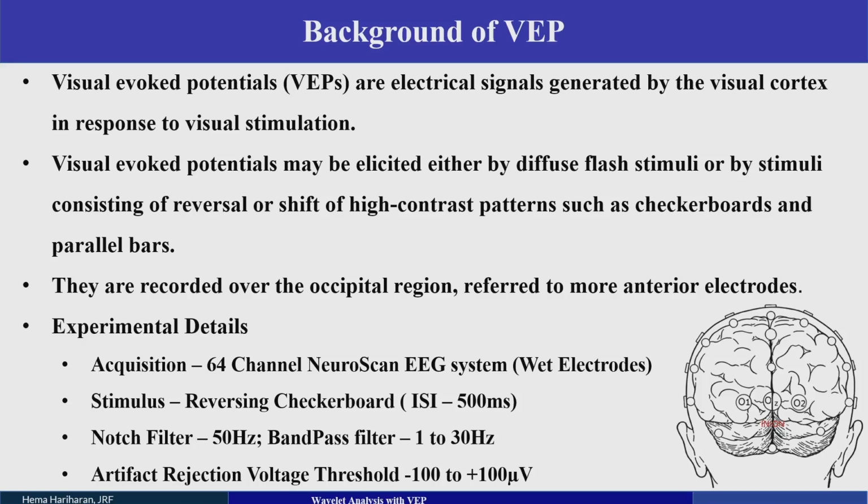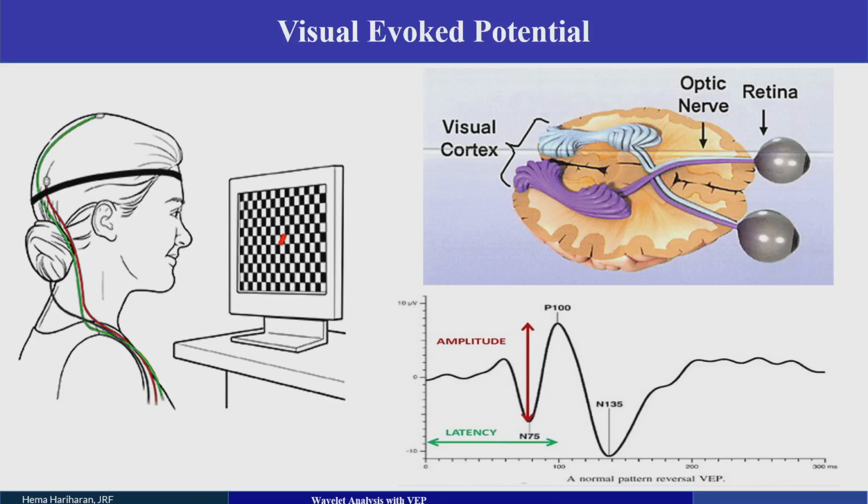Basically, when a high contrast pattern is observed, the brain responds to that visual stimulus in the visual cortex region. This is how the experiment has been done. The reversing checkerboard is presented here, and the subject is made to sit such that the angle is kept constant, and the line of sight is properly measured. Then the experiment was recorded.